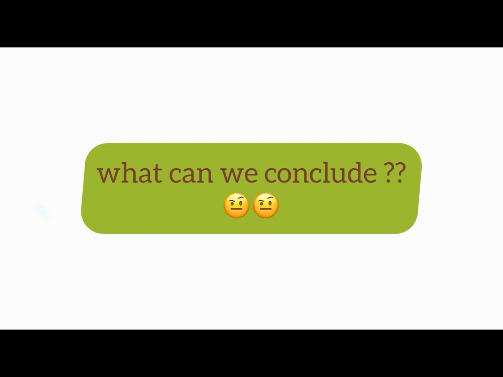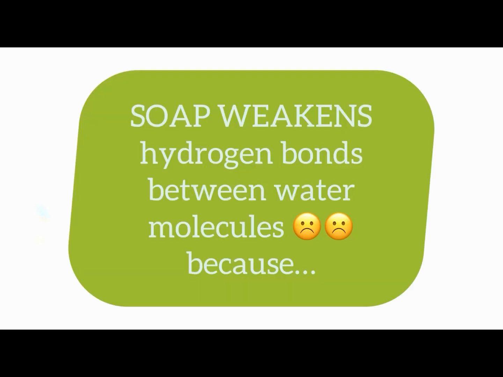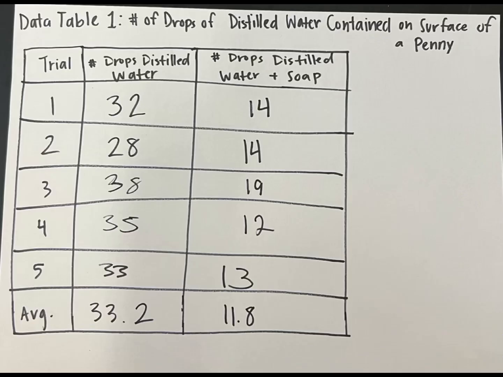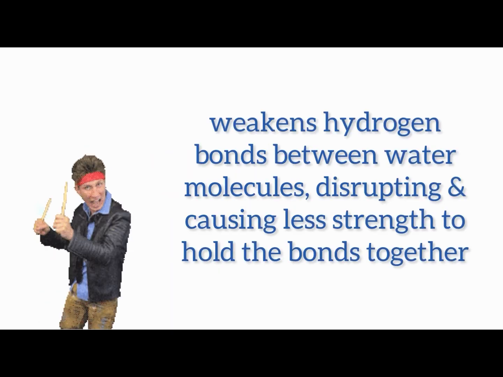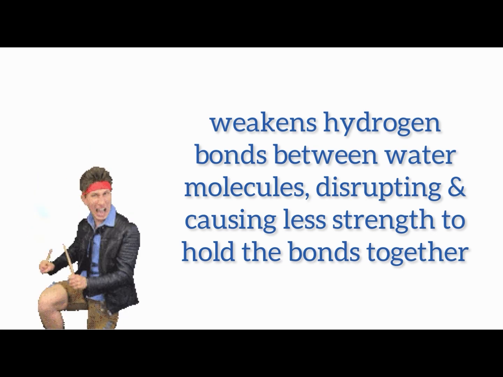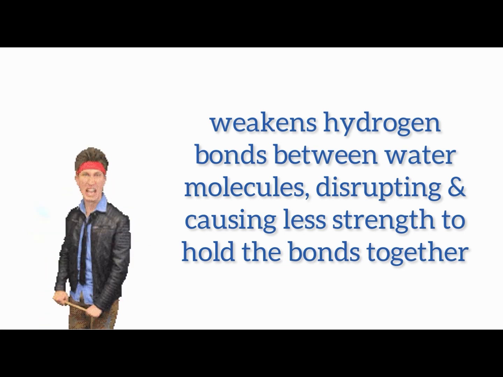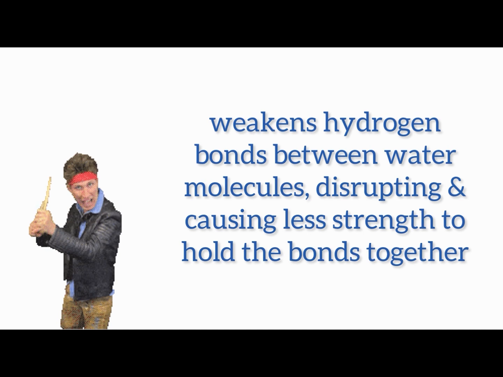From our lab data and graph that we made from our lab data, we conclude that soap weakens the hydrogen bonds between water molecules because within the penny with the soap layer trial, there were fewer droplets compared to the penny with just water. Soap breaks cohesion, weakening the hydrogen bonds between water molecules, thus causing less strength to hold hydrogen bonds together. Experimental errors can happen though, and we will list some possible experimental errors that could have occurred in our experiment.